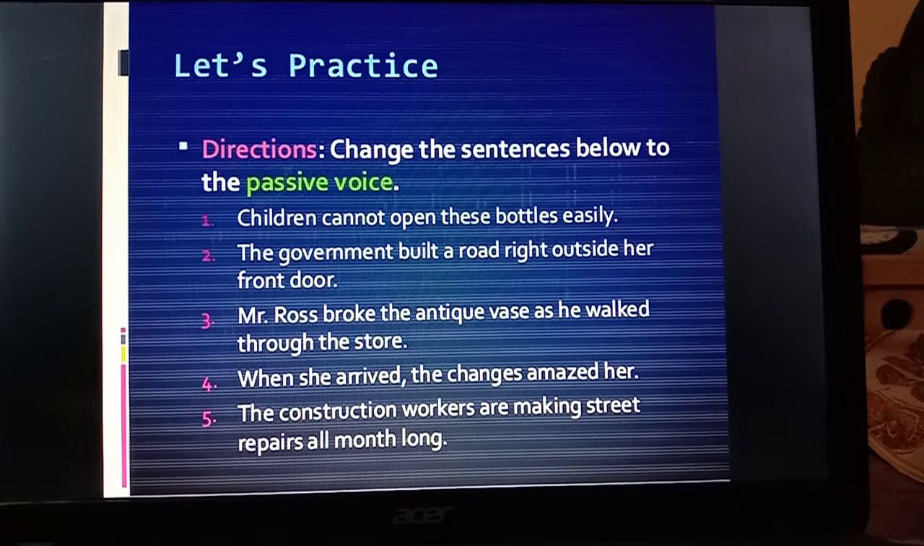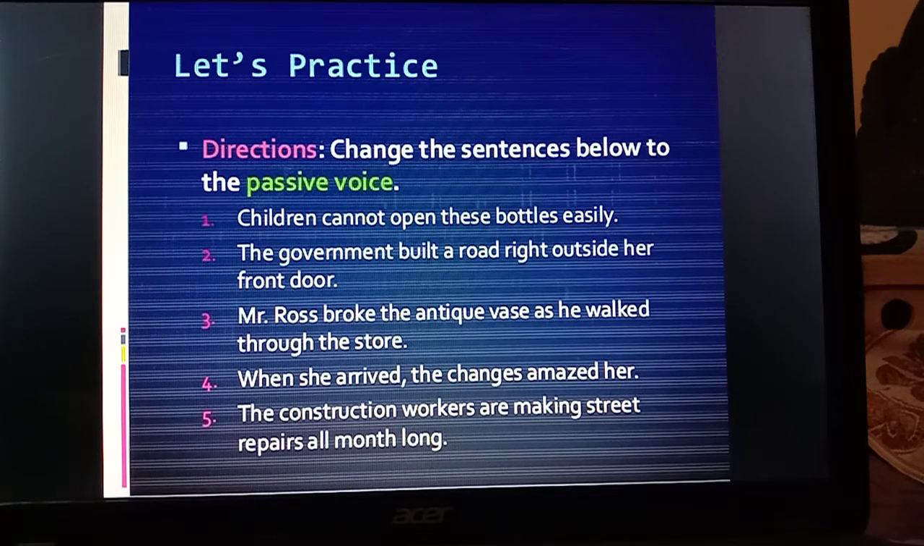This will be the formation of passive voice. Then the second one: the government built a road right outside her front door. So when we change it into passive voice, it can be like this: a road is built outside her front house by the government. Sorry, a road was built outside her front house by the government. Mr. Ross broke the antique vase as he walked through the store. So when we change it into passive voice, it will be: the antique vase was broken by Mr. Ross as he walked through the store.